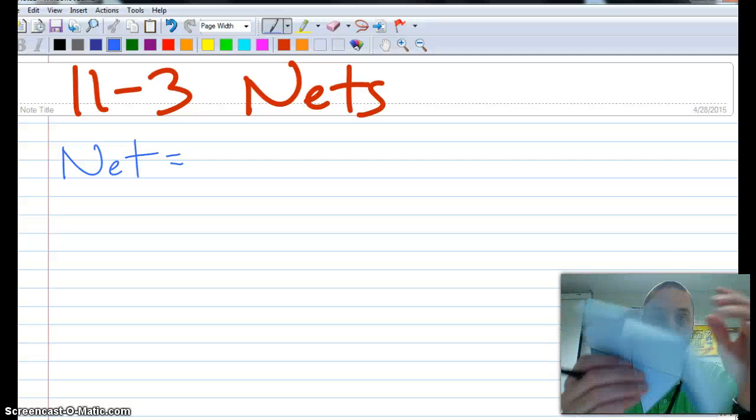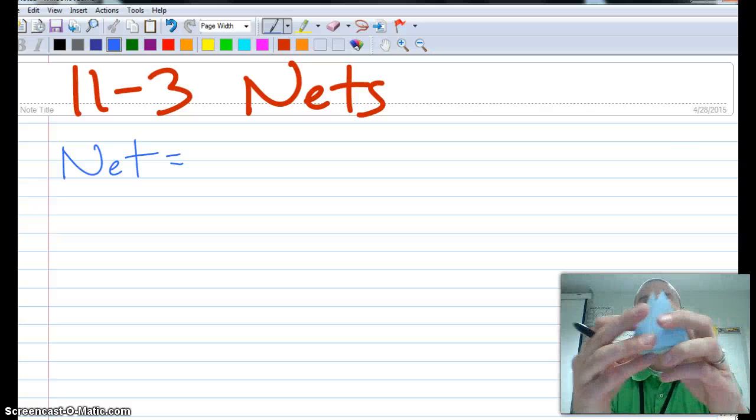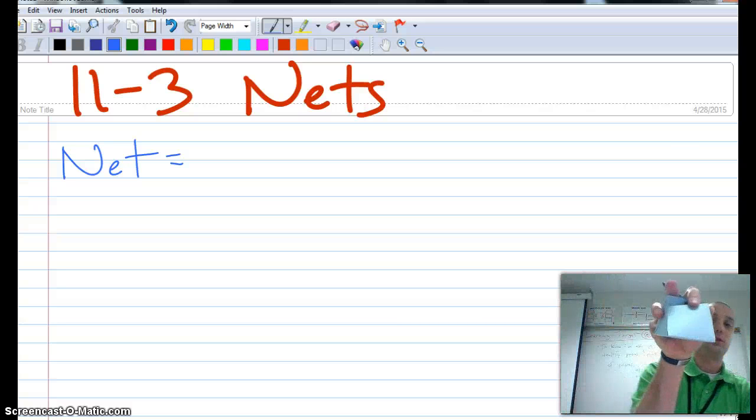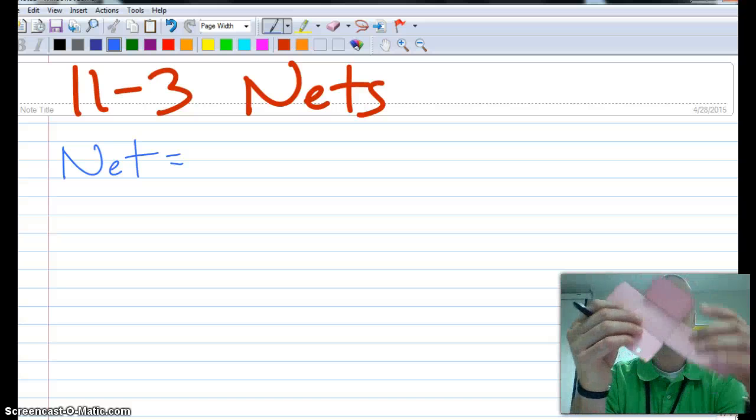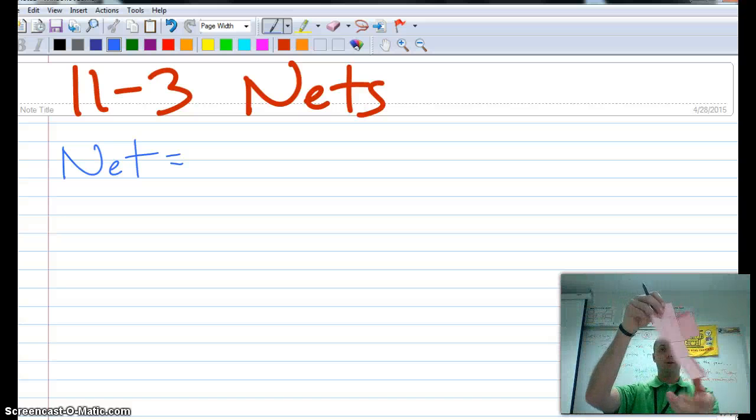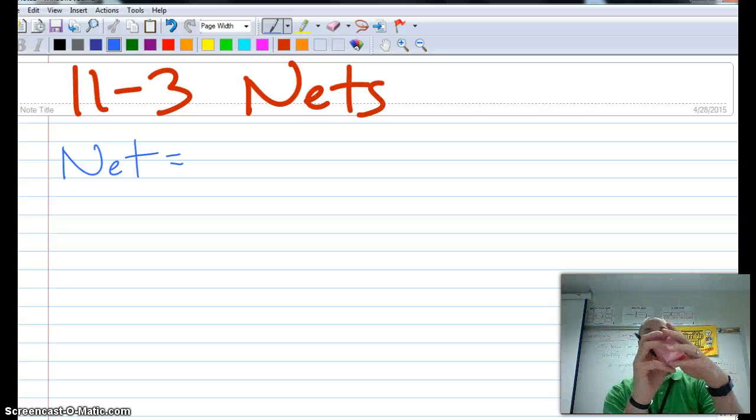So you're going to be making this one here very shortly. But that's a net for a triangular prism, because if I fold that up, it makes a triangular prism. All right? You're going to be making this net in just a little bit as well. Can you tell what that would be if I fold it up? Well, it's all rectangles on there. And when you fold it up, it's going to make a rectangular prism.